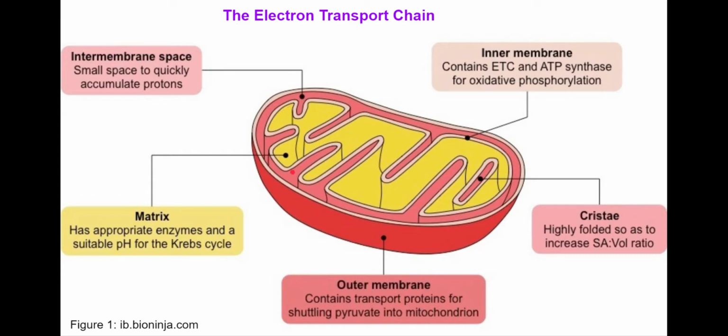So here we have the mitochondria. And where does the electron transport chain take place? Well, it actually takes place along these membranes here called cristae. And here we have the intermembrane space, which is between the cristae and the outer membrane of the mitochondria.